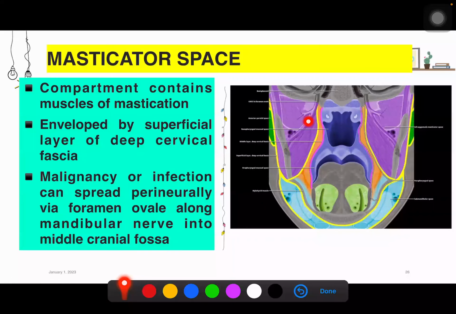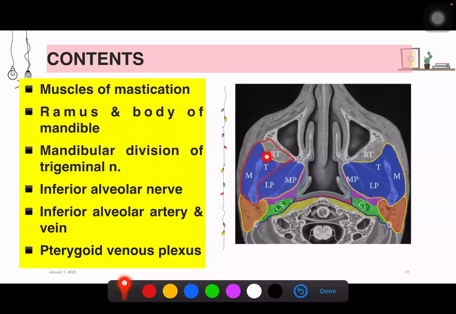This is an axial section showing the medial pterygoid, lateral pterygoid muscle, temporalis muscle, and masseter. In front of them is the retromaxillary fat pad, which will continue below into the buccal space. So the masticator space is enveloped by the superficial layer of deep cervical fascia, which will also envelop the parotid gland. Posteriorly, it has the parotid space, and medially and posteriorly the parapharyngeal space and the carotid space.